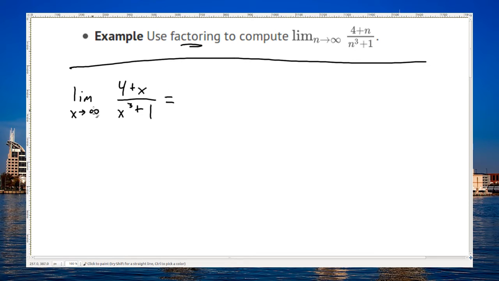And so what I would do here is I would take the biggest exponent that I see, x cubed, and I'm going to factor that out of the top and the bottom, because that would cancel in that case. So the x cubed out of a 4 leaves 4 over x cubed. The x cubed out of an x leaves 1 over x squared. Or if you want, you can make that x over x cubed.